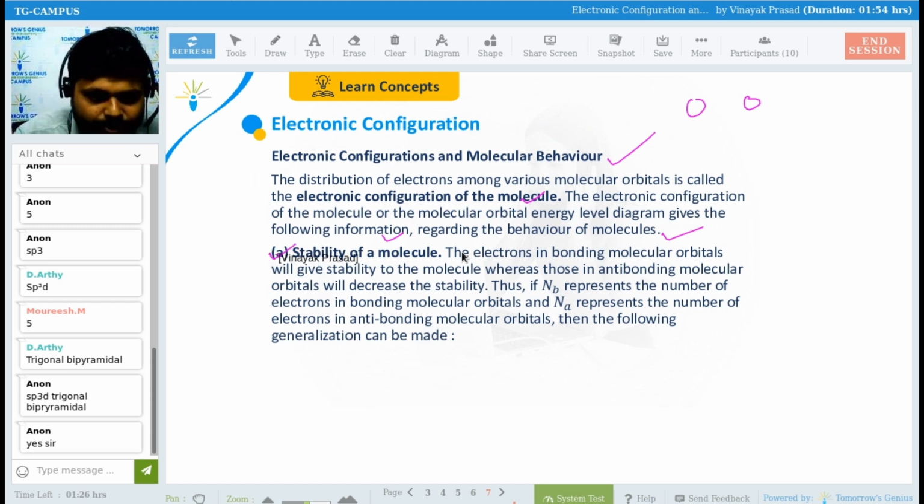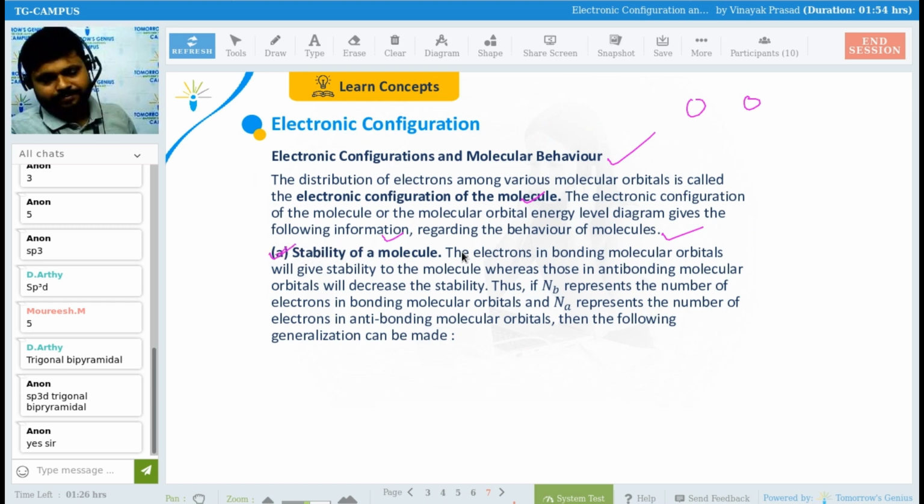First of all, we will see about the stability. If the bond order is more, will the stability be more, or if the bond order is less, will the stability be more? Can you vote for this? Anil Dev, what do you say? If the bond order is more, then stability is more, or if the bond order is less, then stability is more?